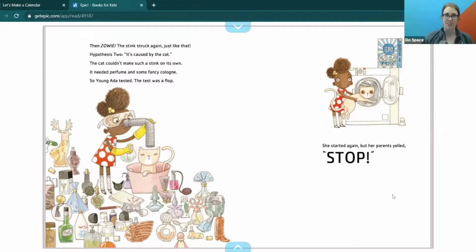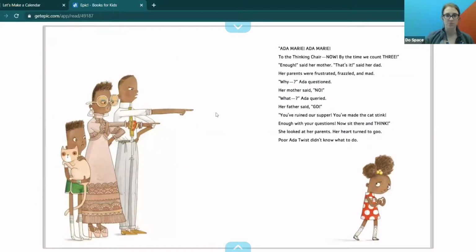Why did her parents yell stop? What is she trying to do? Is she trying to wash her kitty cat in the washing machine? That's not good for kitty cats, right? So, yeah, sometimes when you test something, sometimes you do experiments, and they don't always work. And that's okay. That's part of science. Because a lot of times if you find out what doesn't work, that helps you find out what does work.